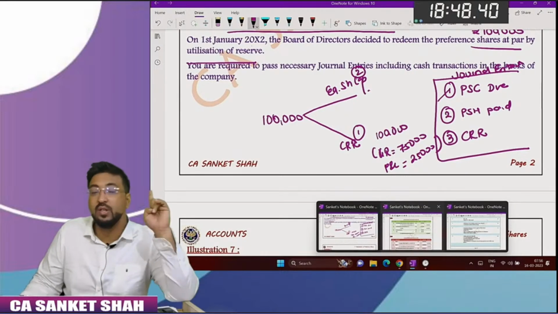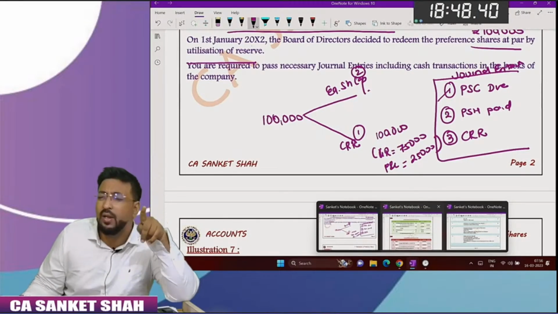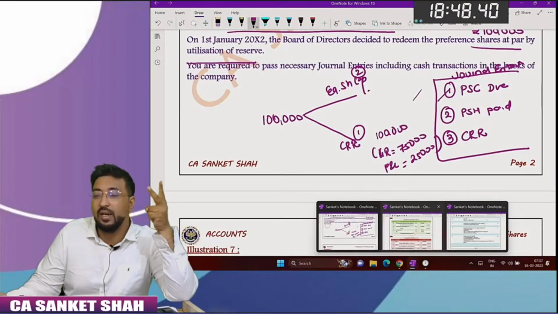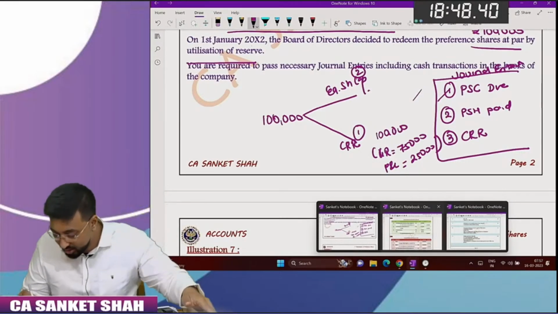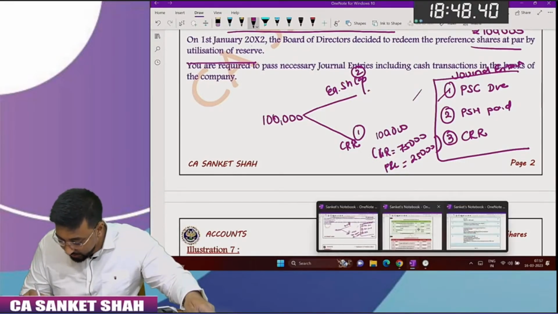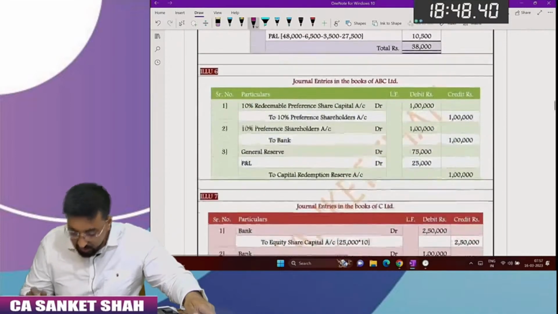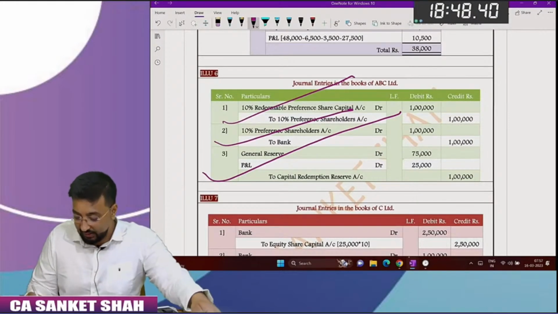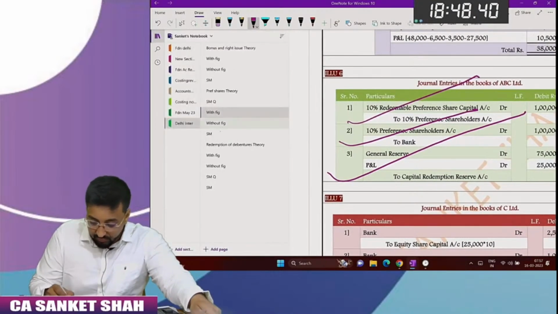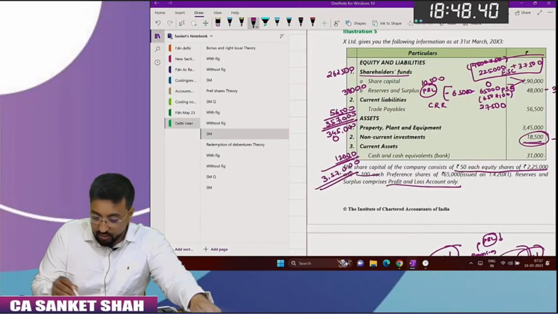Now, what will be the entry for preference capital due? We will reduce preference capital and open a temporary account, preference shareholders. So preference capital account debit to preference shareholder. First entry over. Second entry, preference shareholder account to bank, paid. Third entry, general reserve account debit, P&L account debit to CRR. Let's check the entries. Yes, yes and yes, all three entries are correct. So we have finished question number 6 also.